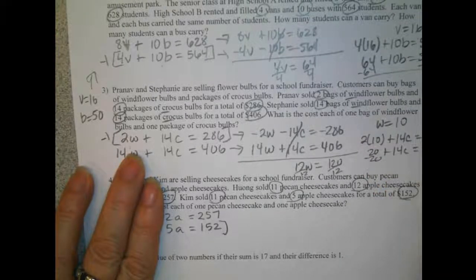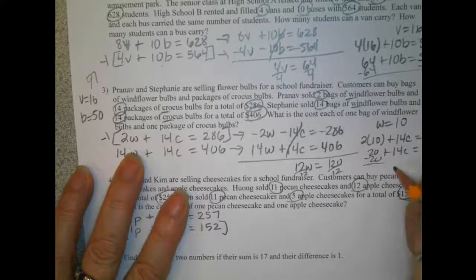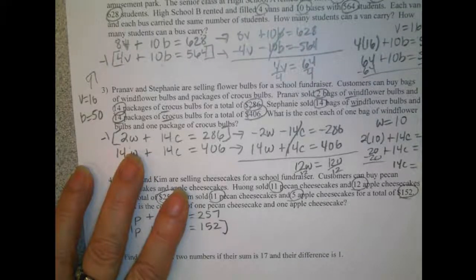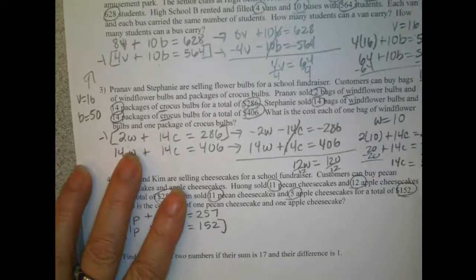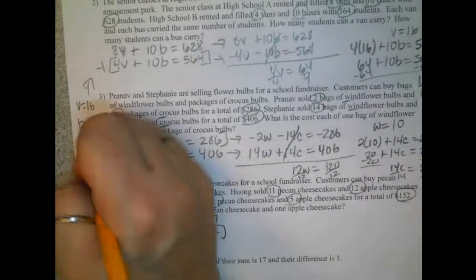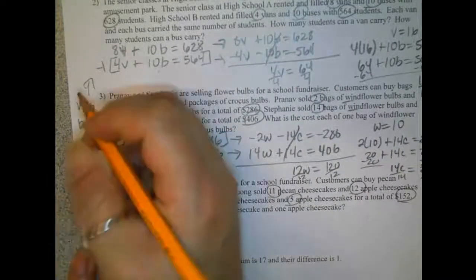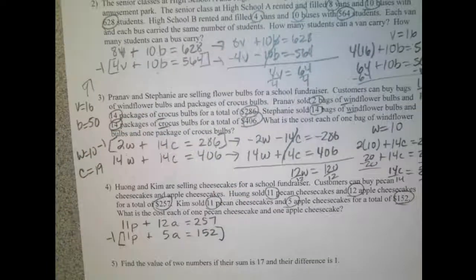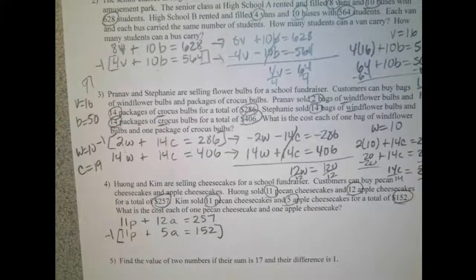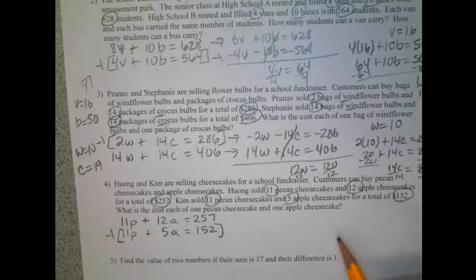Subtract my 20. I'm going through this quickly because you guys should already know how to solve a problem. So now I have 266. I'm going to divide it by that 14. W is equal to 10. C is equal to 19. Check your answers. Did you get what I got? If you didn't, you're going to have to go back and do some work.